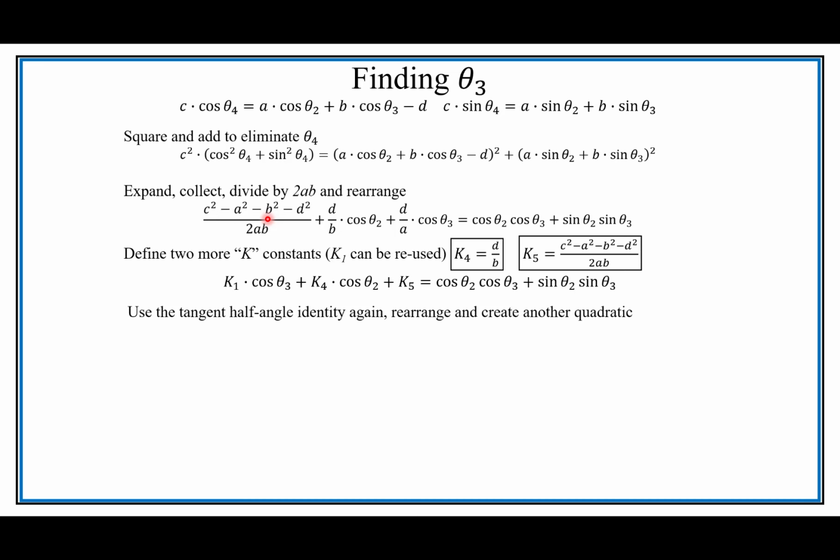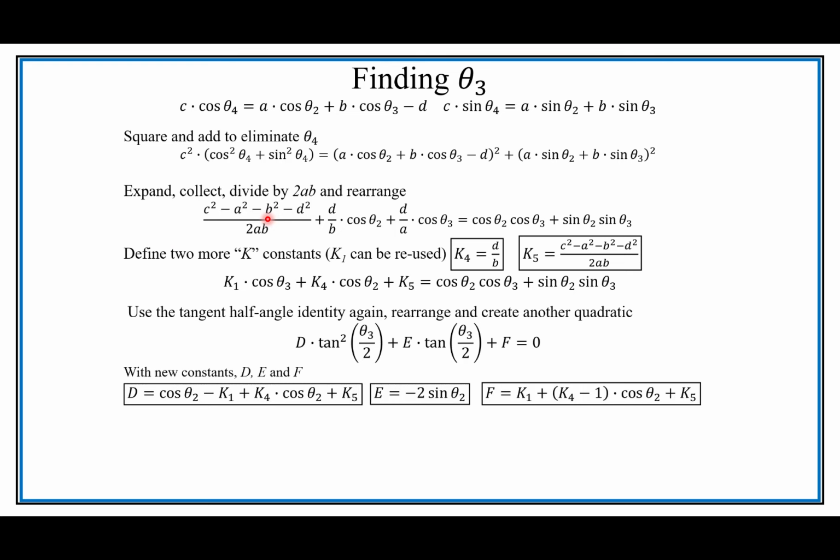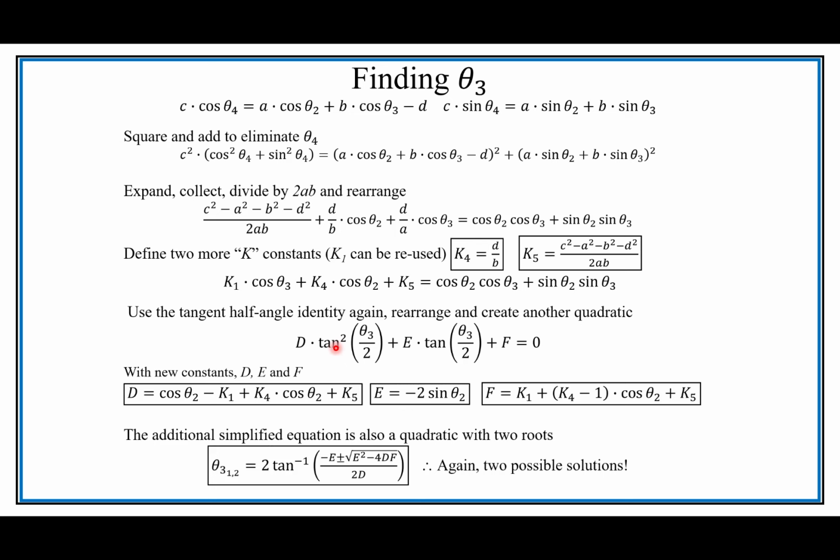Boom. And then we do the half-angle identity. I didn't bother showing that. And with that, we can define D, E, and F to be these values, and now we've got ourselves a quadratic again. Boom. We can solve for theta 3, 1, and 2.